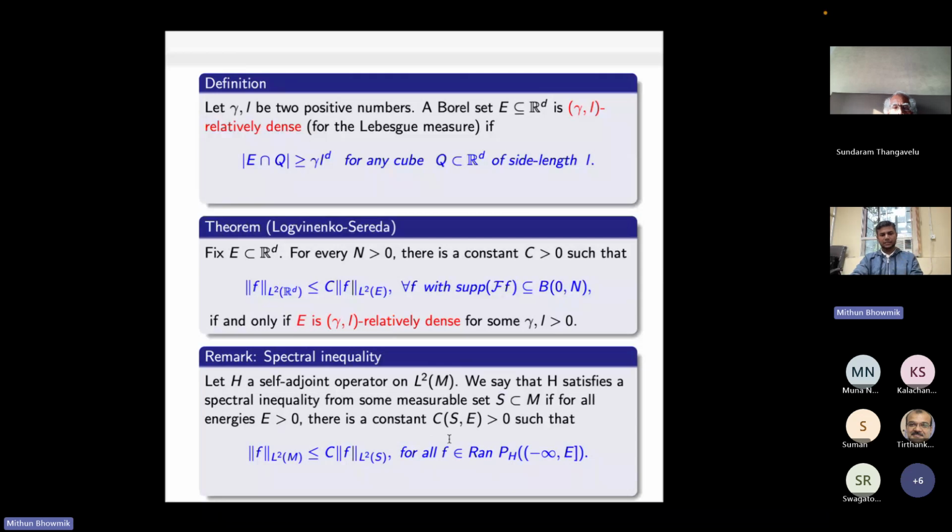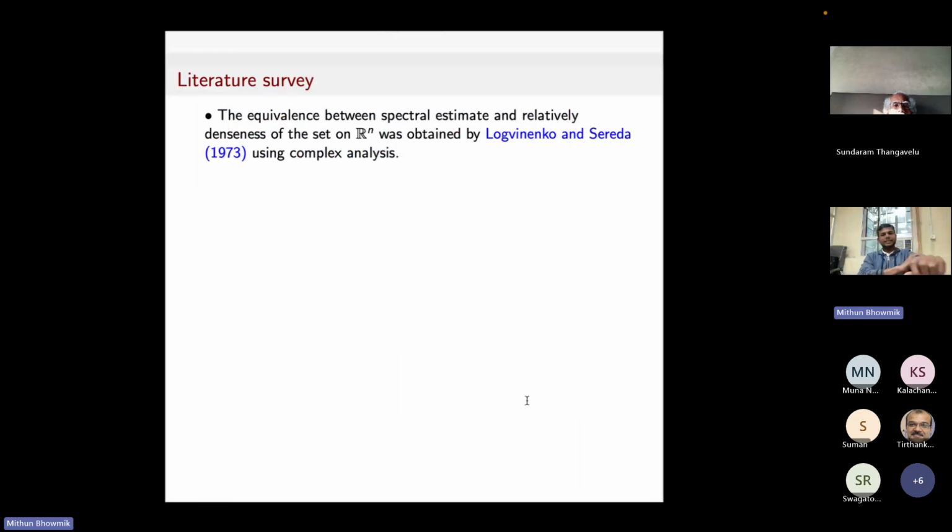So of course, this condition that F is spectrally restricted translates in the Euclidean setting to its Fourier transform being compactly supported. Then we know that the Logvinenko-Sereda theorem says that S has to be relatively dense. That is the if and only if condition. So now it has so many applications in applied mathematics and in other areas also. So the Hilbert space setting is much more applicable there. So this is the statement of the theorem. So now I'll talk about some recent results on this topic.